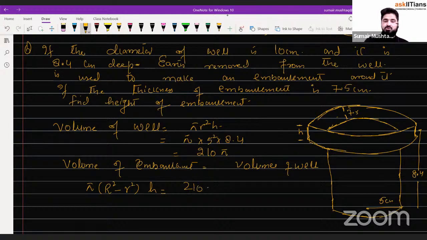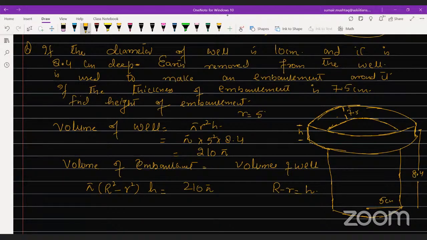That is 210 pi. But you only know the thickness. Here you have to find a few more things. Here you know the thickness. Thickness means R minus r is equal to h. What is the inner radius? Come on, tell me, what is the inner radius?